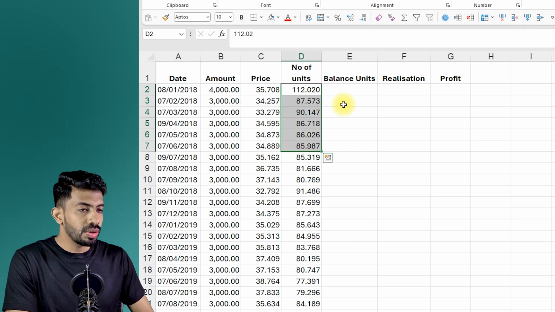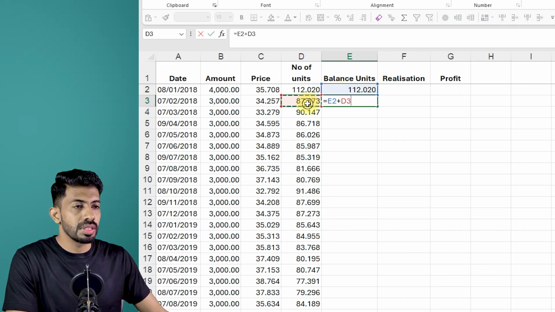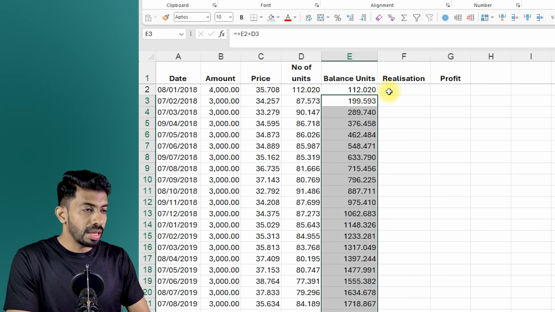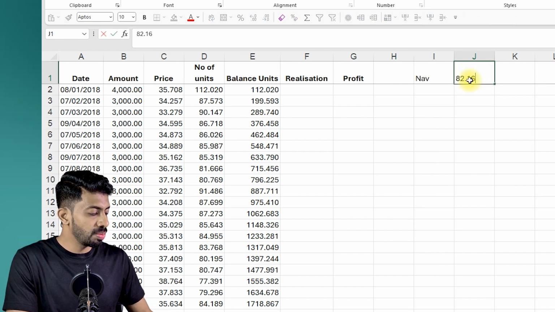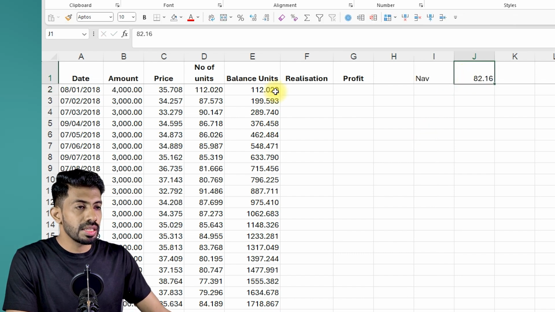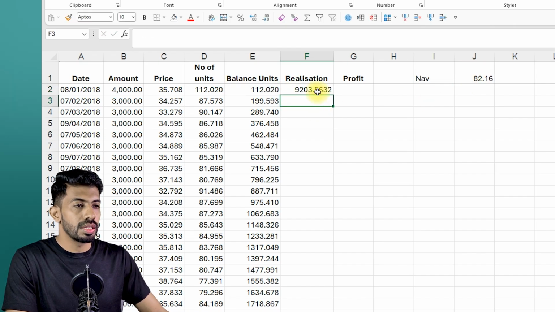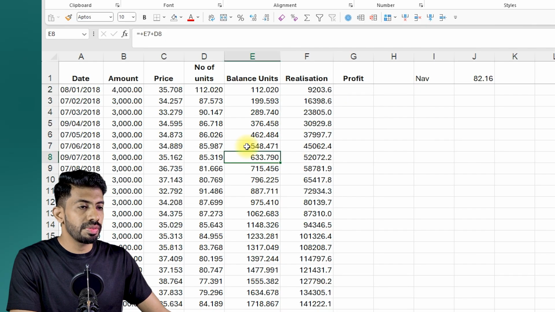Here I'm going to calculate the cumulative total of units that I have. So in February, I will be having these 112 plus 87 units, and I will double click it to get the cumulative total. I'll type in the NAV value that I get as on date, which is around 82.16. Now if I sell these 112 units, I will be able to get 9,203 rupees. I will freeze the reference to the price. So if I sell 548 units, I will get 45,000 rupees.